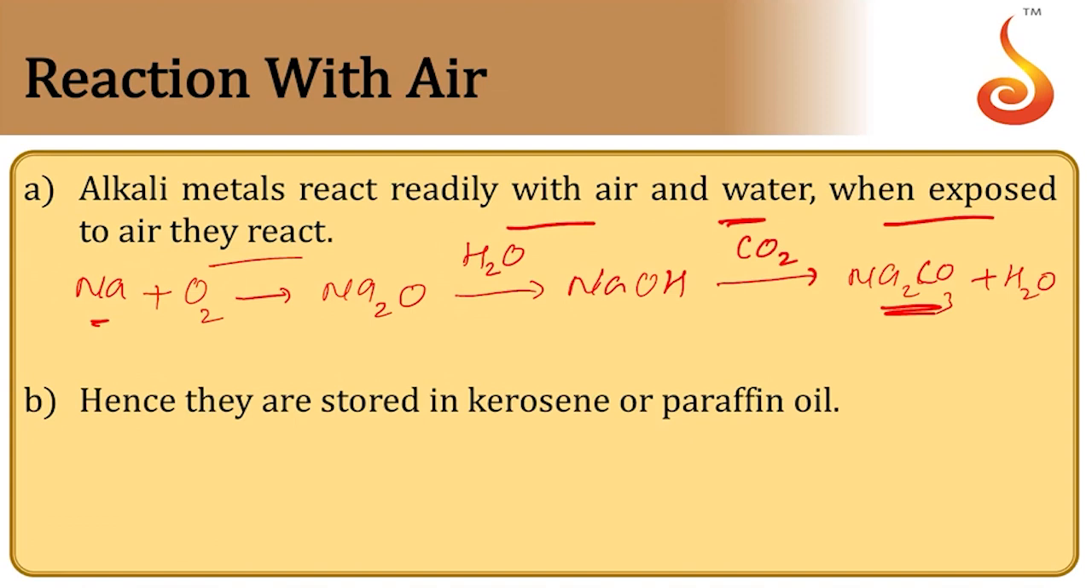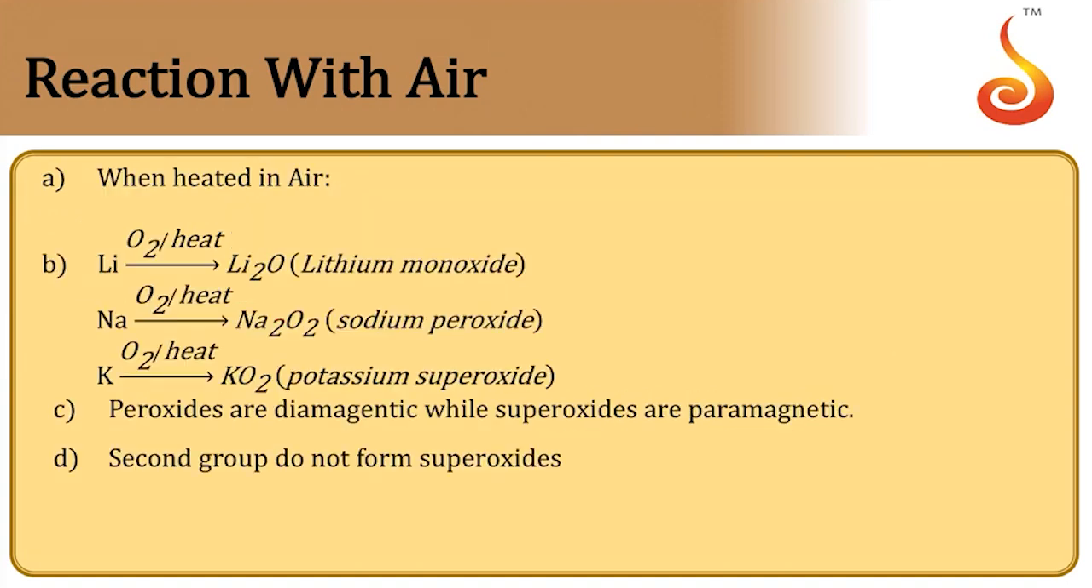and therefore the metals are not stable when exposed to air. Hence they are stored in inert solvents, something like kerosene and paraffin wax. So they react when exposed to air, and finally you are going to get their carbonates. Therefore, they are stored in inert solvents. This is the reaction happening when exposed to air.